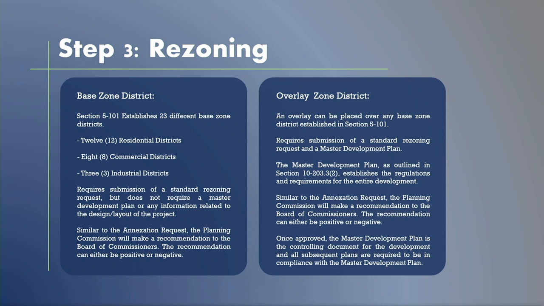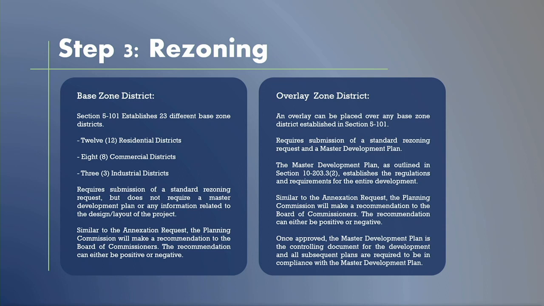If they go with a base zone, this is just a standard rezoning submittal. It does not require a master development plan, and technically no information is required for the actual design or layout of the project. If that comes in, then it's going to go through the same process as annexation. It'll come to you all for recommendation, and then it will move on to the BOC for their final approval.